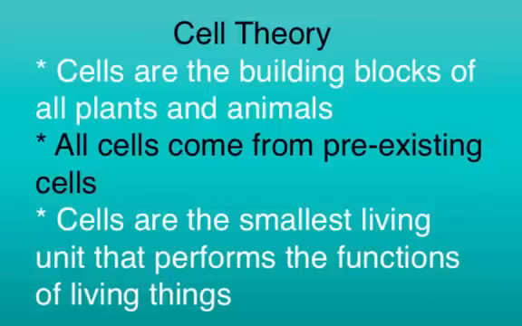A scientist named Robert Hooke developed a cell theory that states that all cells are the building blocks of all plants and animals. His theory states that all cells come from the division of pre-existing cells, and that they are the smallest units that perform all the vital physiological functions. In other words, a cell must reproduce to form another cell, and each cell maintains homeostasis on its own.